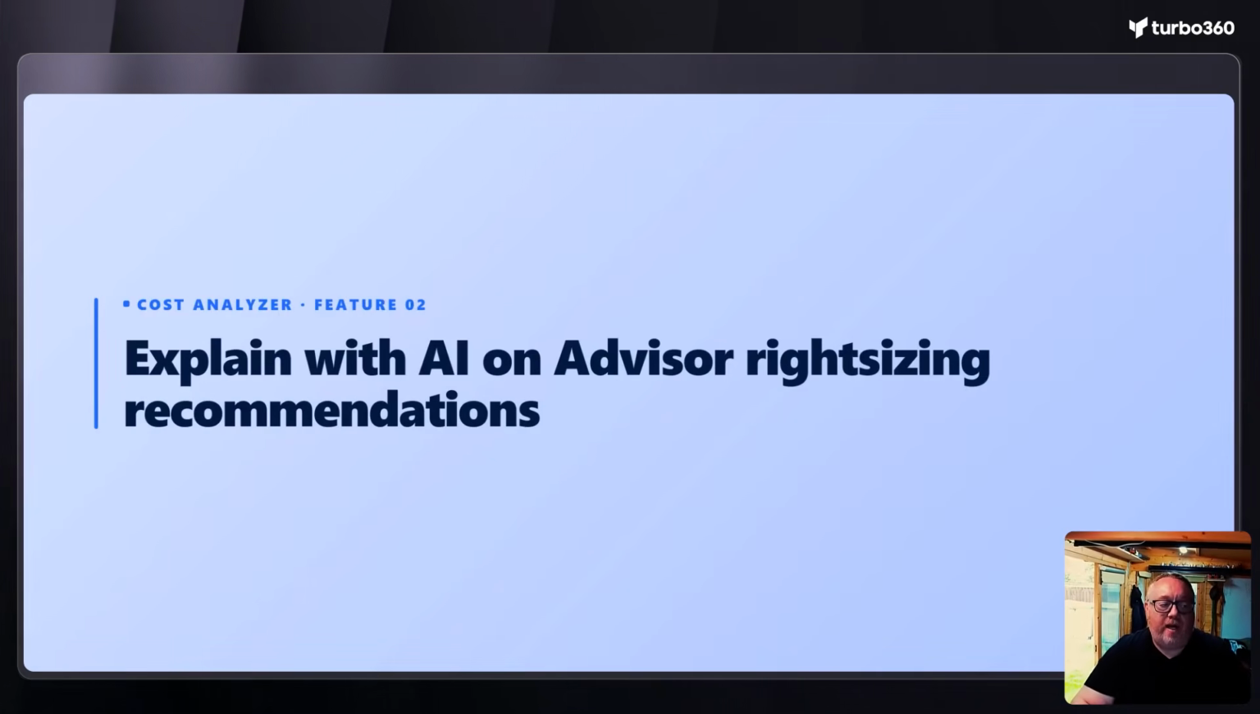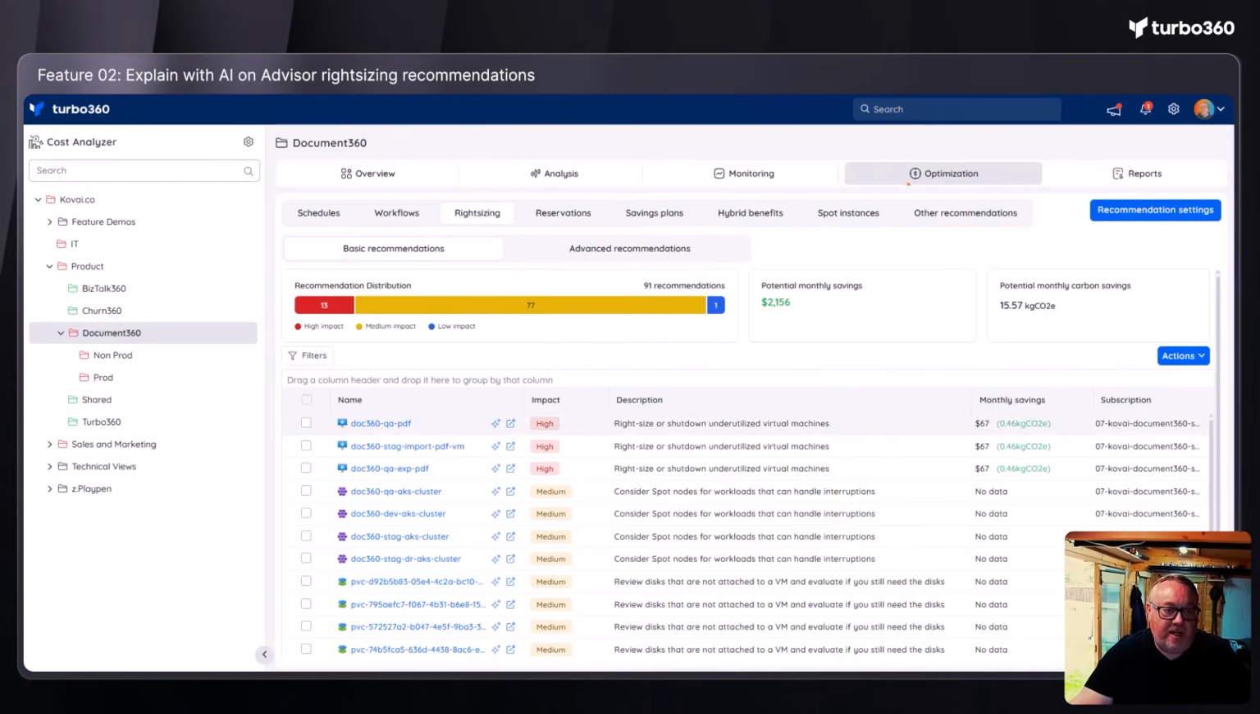Next up, we've got another explain with AI feature. This time we're looking at advisor recommendations. The problematic use case here is users don't understand what Azure Advisor recommendations mean and what they need to do with them. So if we go to Turbo360, here you'll see I'm in the optimization area. I'm in the right sizing, and we've got basic recommendations.